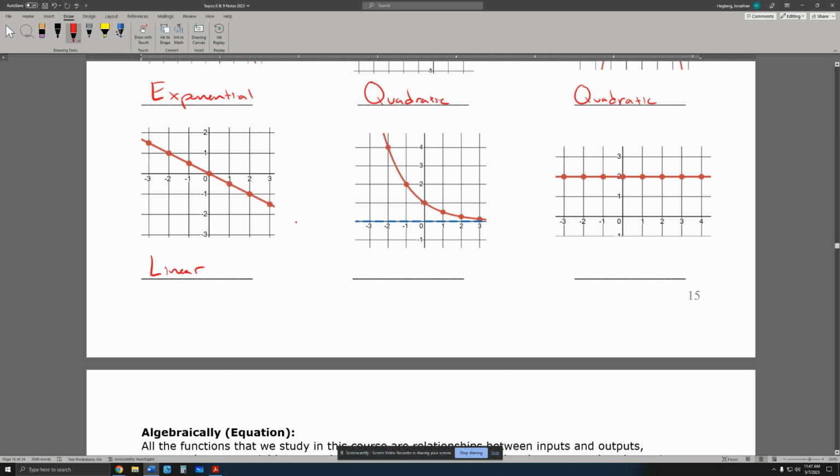Next up, we've got a curved line. This is constantly decreasing again, but as we move to the right, we're approaching a finite y value, y equals 0. It's approaching this dotted asymptote here. This is an exponential function.